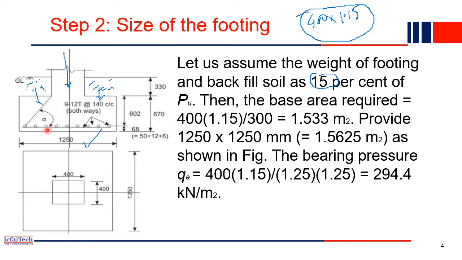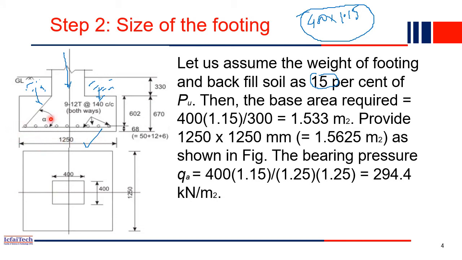Now what is the bearing pressure of the soil? That is given to us, that is 300 kilonewton per meter square. So the bearing pressure of the soil grade here is given to us, which is 300 kilonewton per meter square. So maximum 300 kilonewton per meter square stresses the soil can take, right? That is given to us.